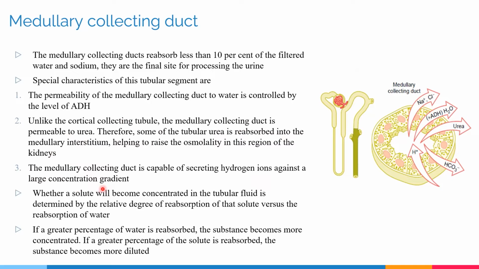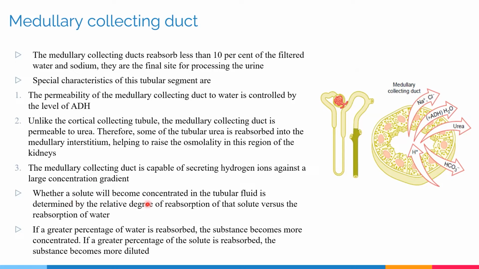large concentration gradient, because as we have seen, the last couple of regions of the nephron have been continuously actively transporting hydrogen into the glomerular filtrate. And thus as the urine passes through the medullary collecting duct, the concentration of hydrogen is already very high in the urine. So in this part, the special characteristic of the medullary collecting duct plays a role, where it can secrete hydrogen ions even though there is a huge concentration gradient against the secretion of hydrogen ions into the urine.